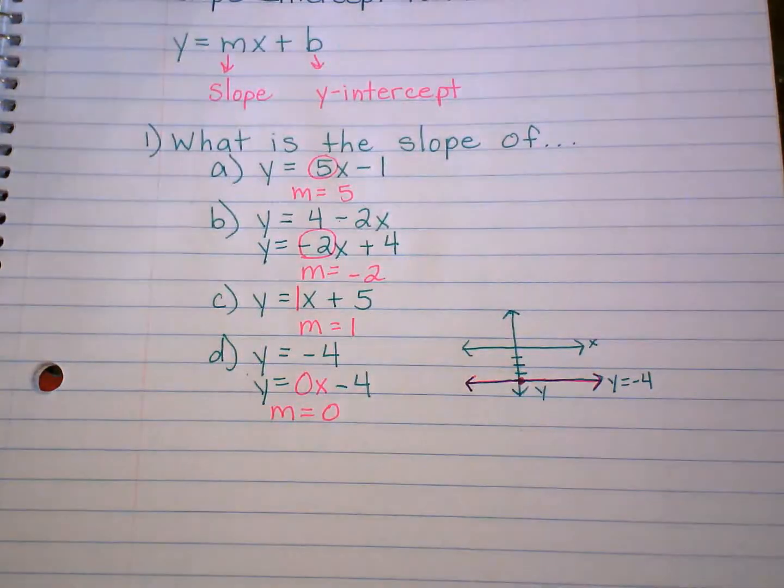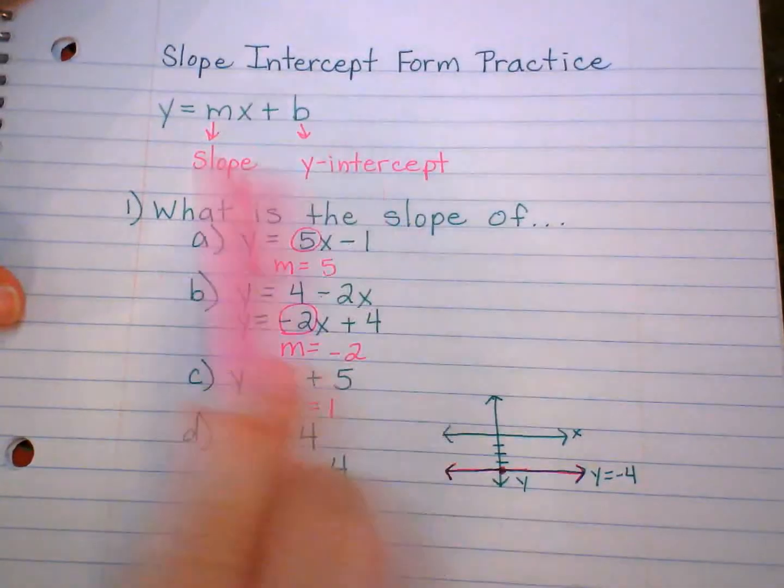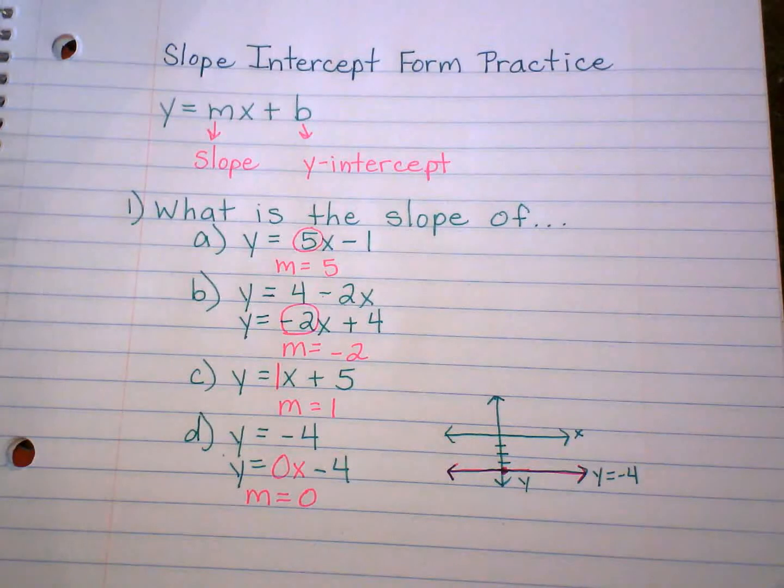Okay, so those were 4 practice problems finding the slope when given an equation. So it's important to know that the slope, when it's in slope-intercept form, is m. It's the number, the coefficient of the x.